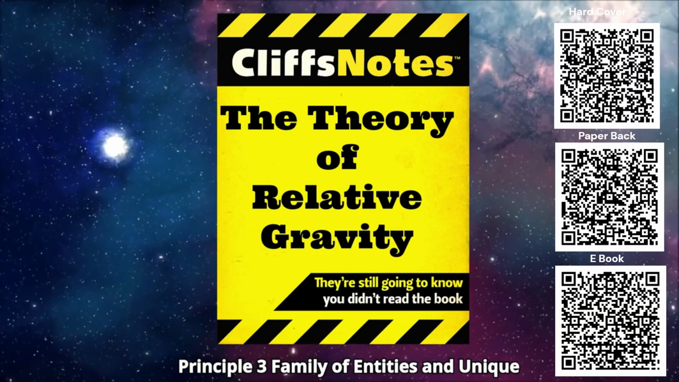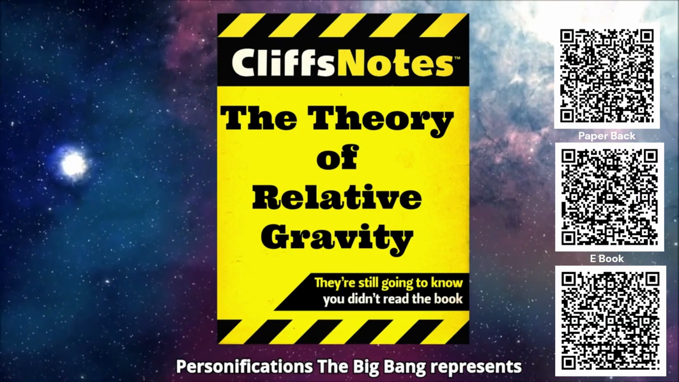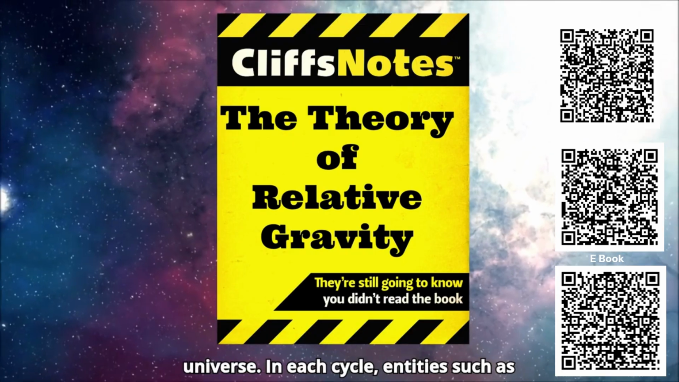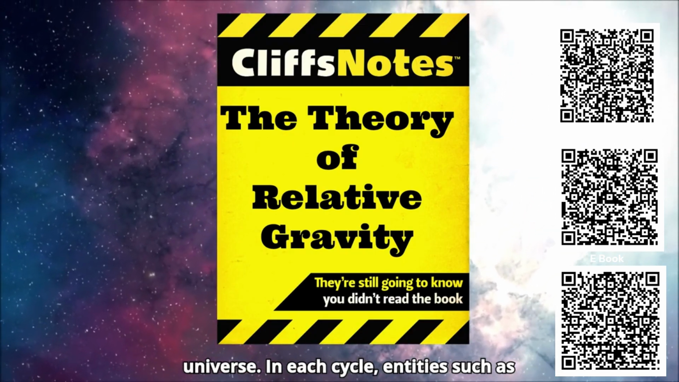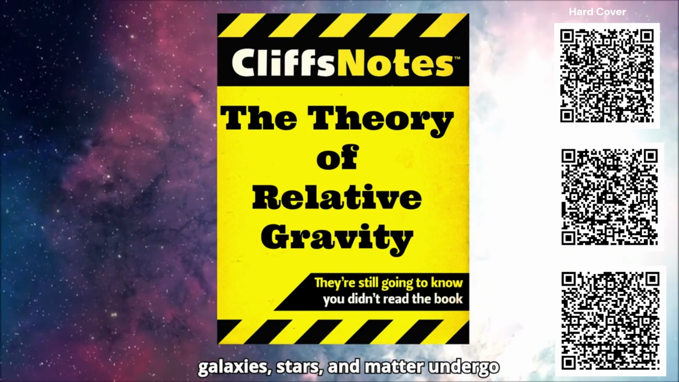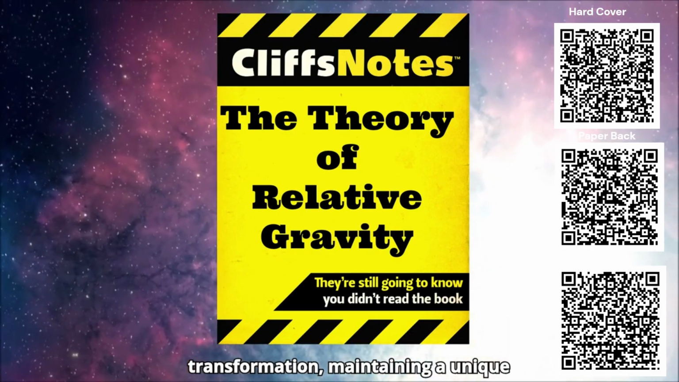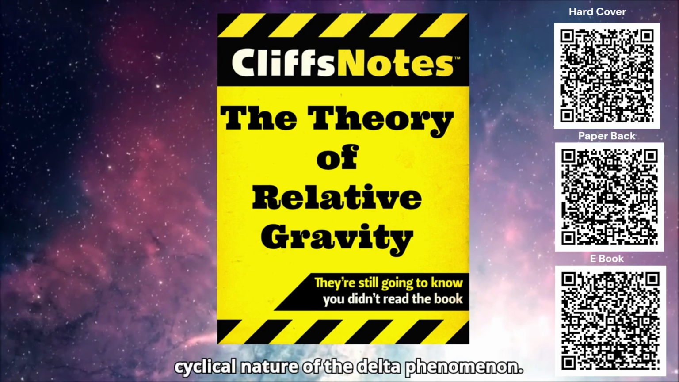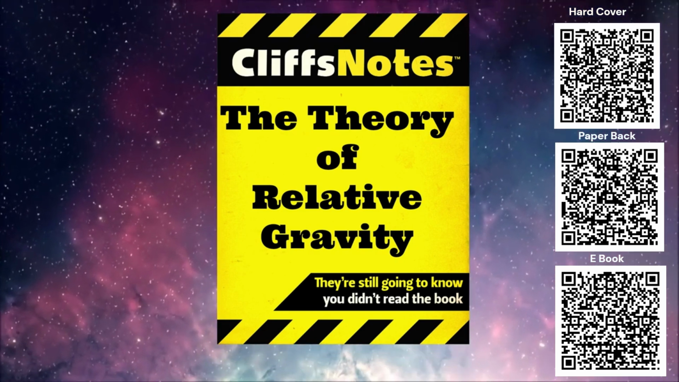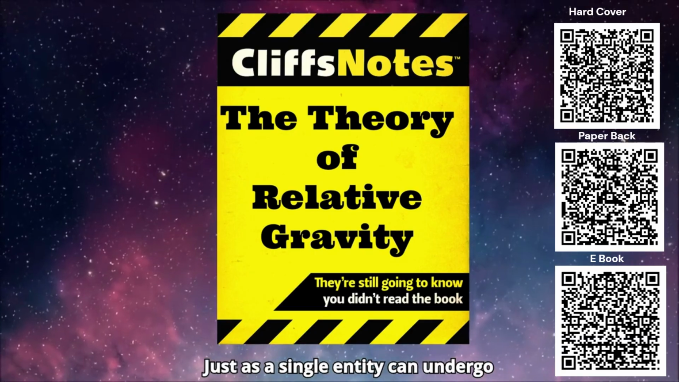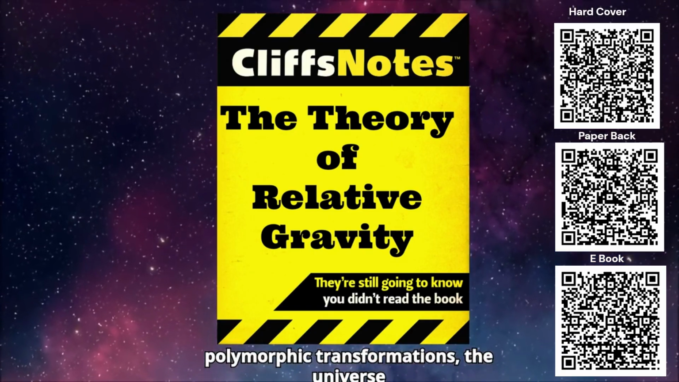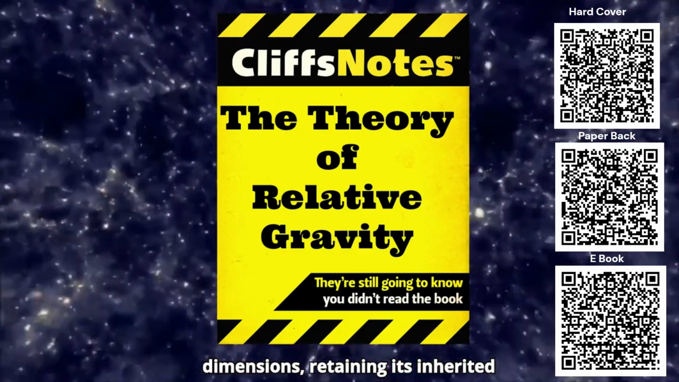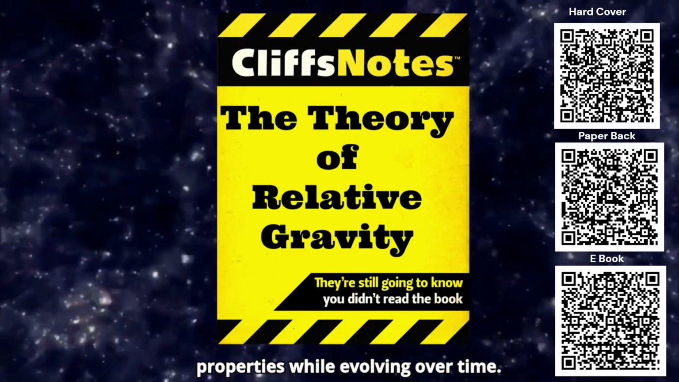Principle 3. Family of entities and unique personifications. The Big Bang represents one of many iterations in the life of the universe. In each cycle, entities such as galaxies, stars, and matter undergo transformation, maintaining a unique personification of their properties, yet all sharing a common origin in the cyclical nature of the delta phenomenon. Just as a single entity can undergo polymorphic transformations, the universe itself cycles through different forms and dimensions, retaining its inherited properties while evolving over time.